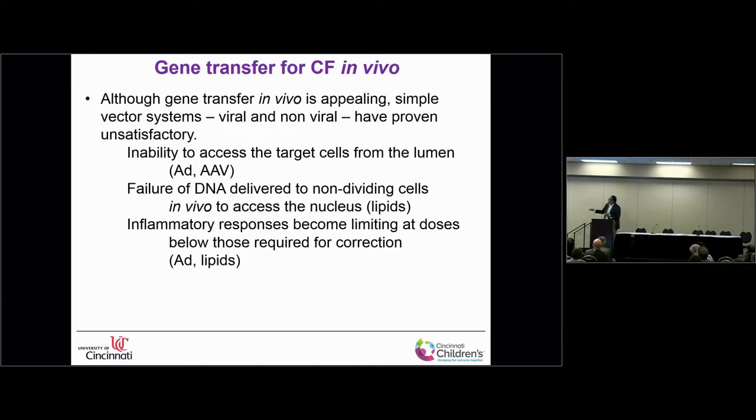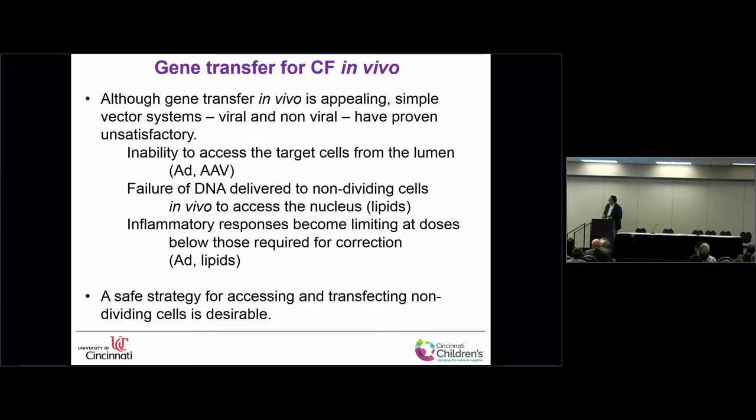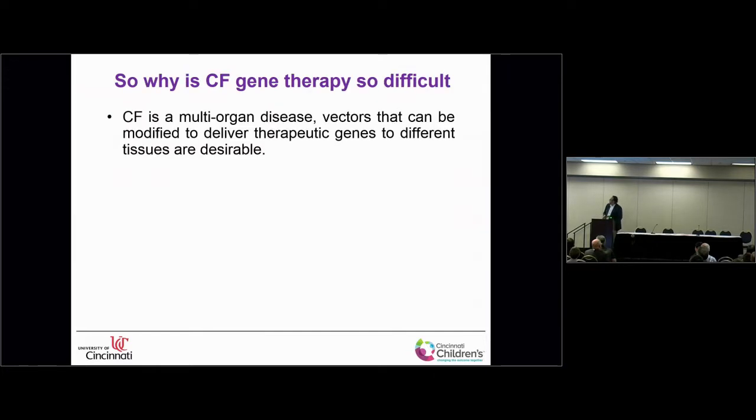There's packaging limitations of AAV because the gene for CFTR is pretty large. The lipids ran into problems with non-dividing cells, and inflammatory responses by any vector that anybody used were reported in CF for adenovirus and lipids, and were a big problem because CF is an inflammation-causing disease where people present with severe lung inflammation, and it's not something you want to exacerbate. So we have been trying to focus on a strategy that's safe and can access these cells.